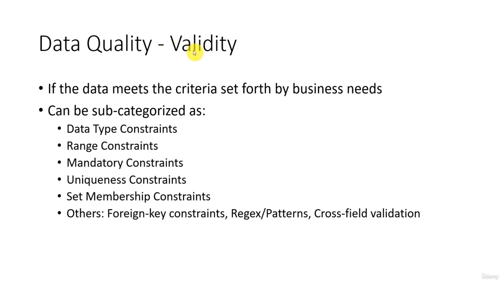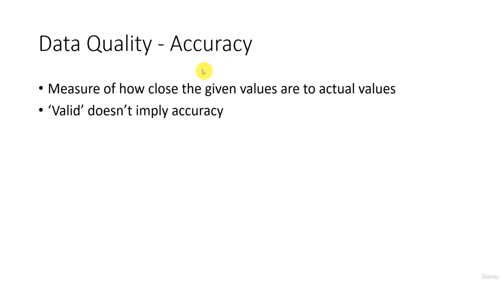After we discuss validity, the next thing to discuss is accuracy. So within data quality, the next attribute is accuracy. Accuracy tells us whether the measured attribute is close to the given values or actual values. Just remember, valid data does not imply accuracy.